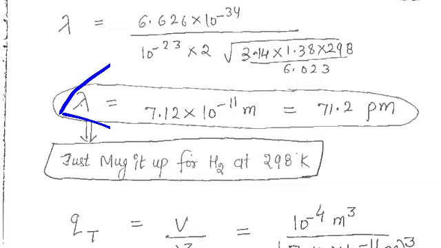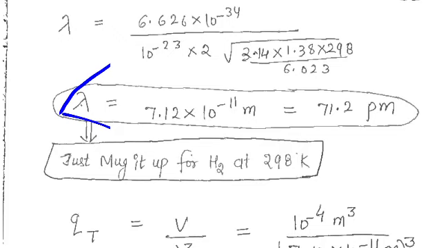You will not be getting a calculator in your entrance examination, in the NET entrance examination. There you will not be able to solve this much expression on your own. It will also consume a lot of time, and you have to save your time. So if you want to get clever, please just mug up the value of lambda for H2, that is 71.2 picometer.